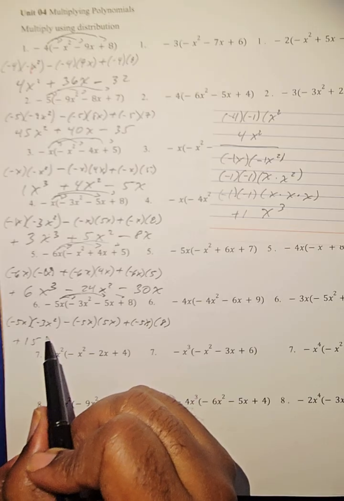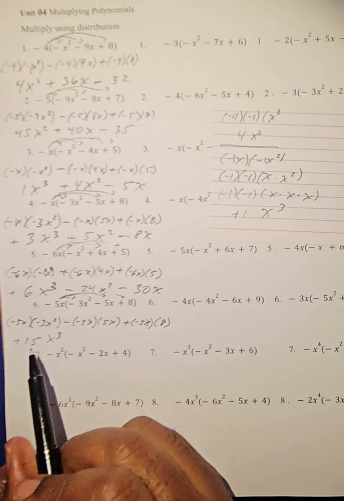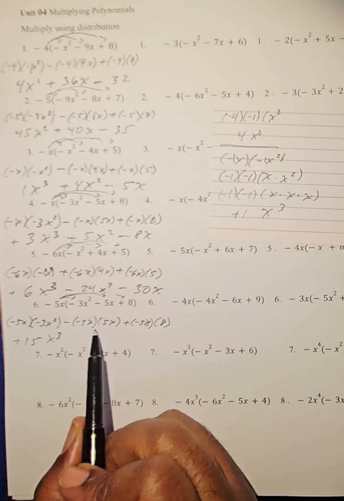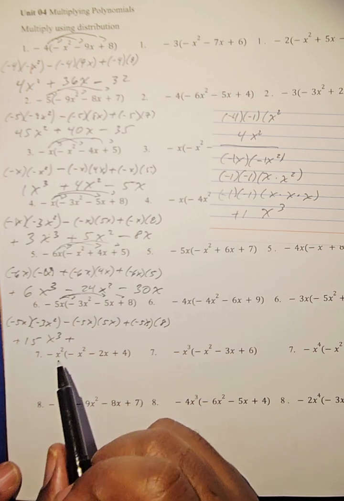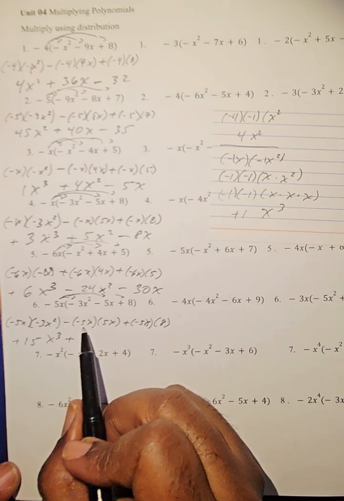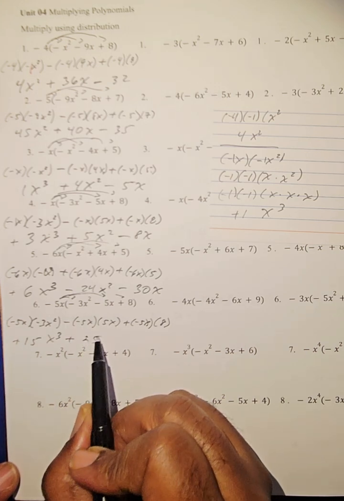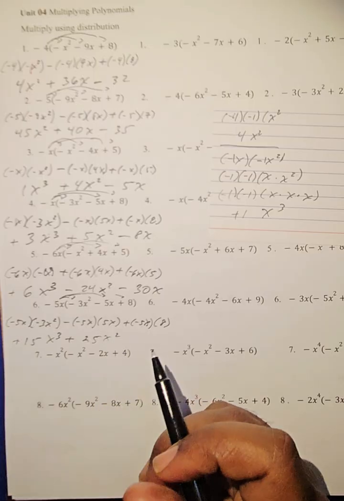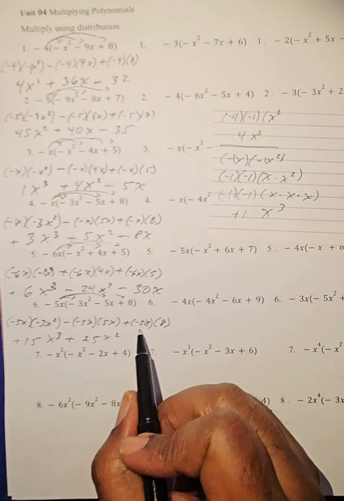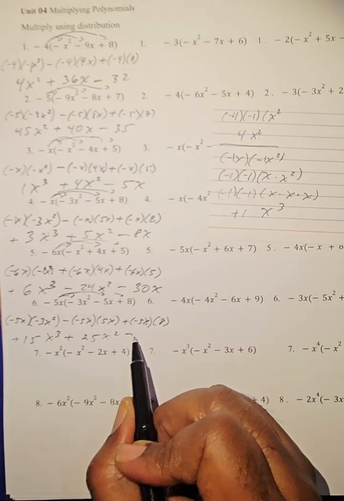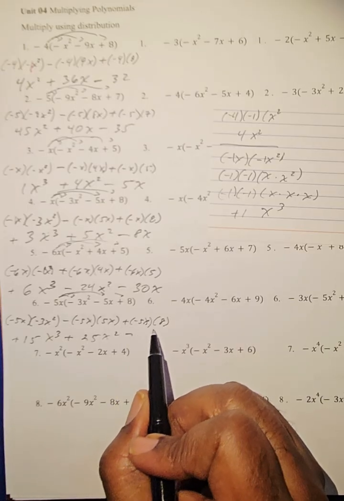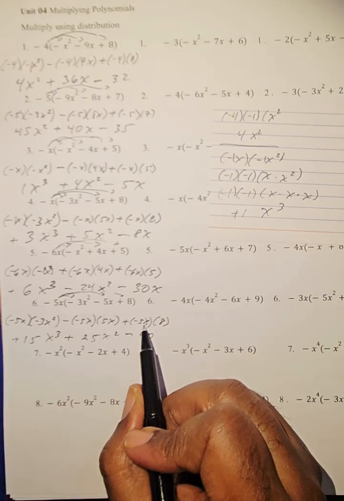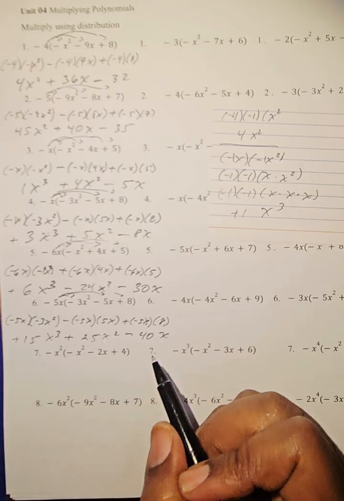X times x to the second is x to the third. Here we have two negatives, so we have a positive, and we have a 5 times 5, which is 25, and an x times x. That is x to the second power. Okay, next we're multiplying by one negative here, so this will be negative. 5 times 8 is going to be 40, and then 40 times x is 40x.